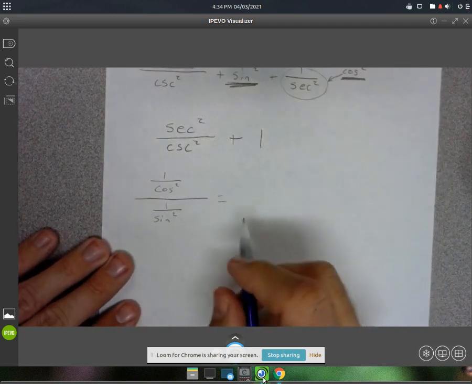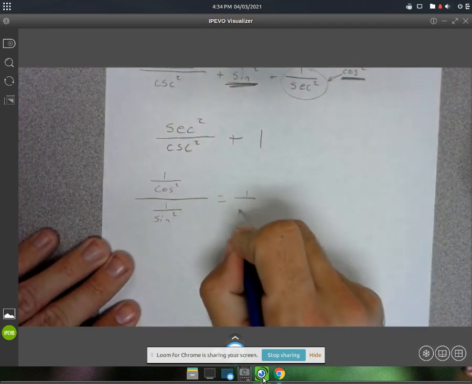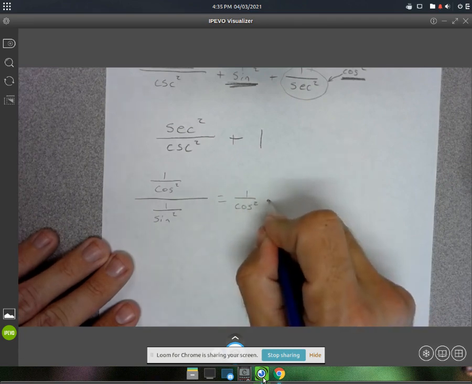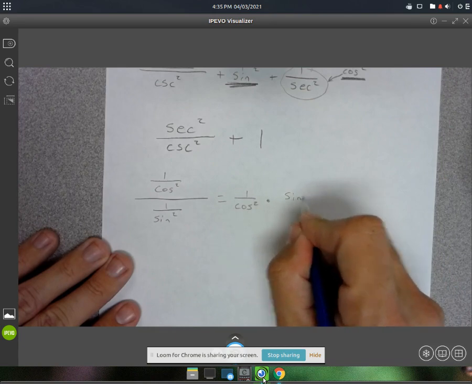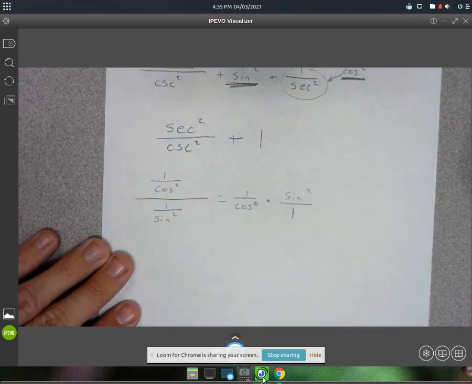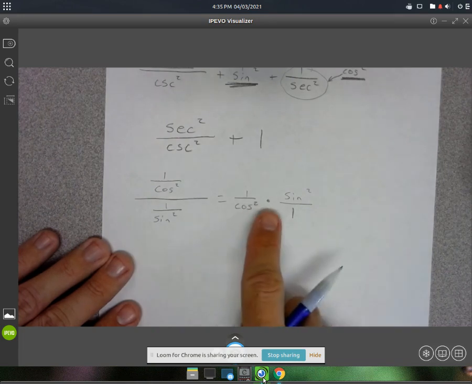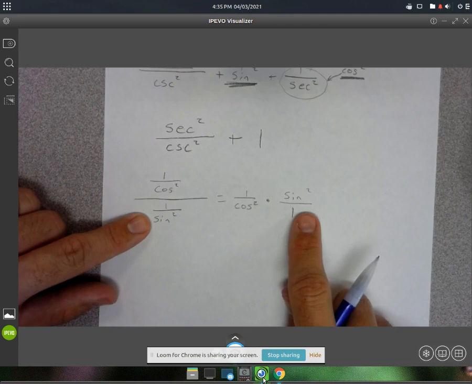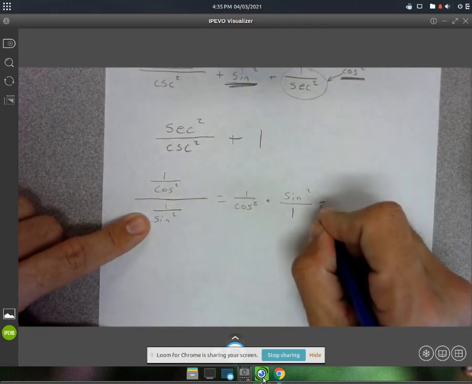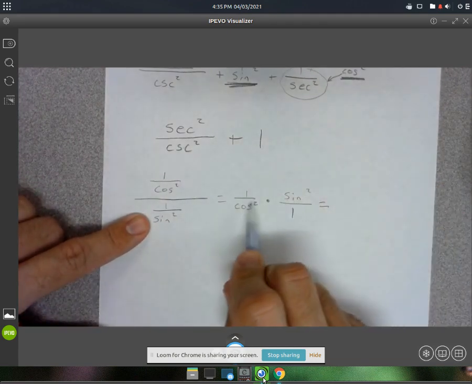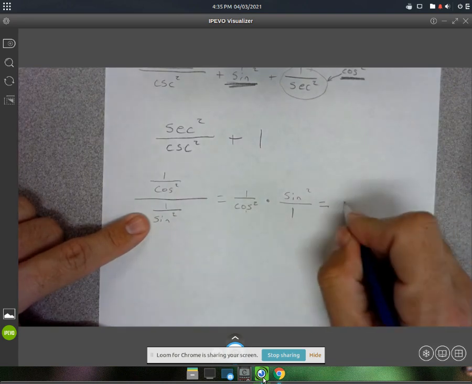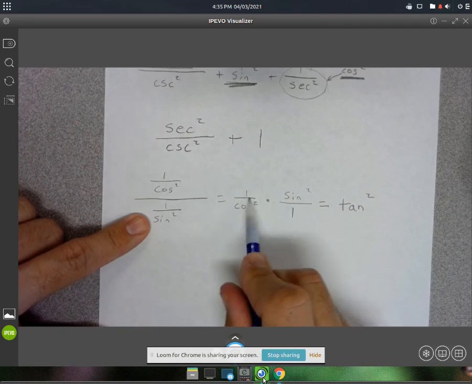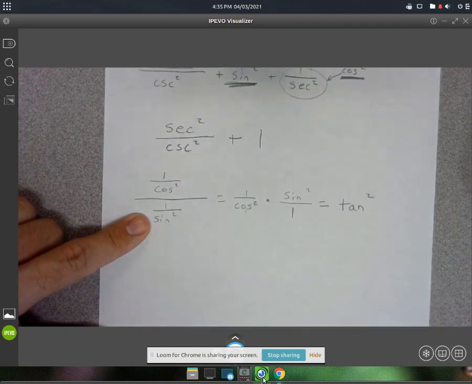So what I did was keep, change, flip. So I had 1 over cosine squared multiplied by sine squared over 1. All right, changed it from division to multiplication, and then I flipped my second fraction. And then this gave me sine squared over cosine squared, which equals tangent squared. So sine squared over cosine squared is equal to tangent squared.